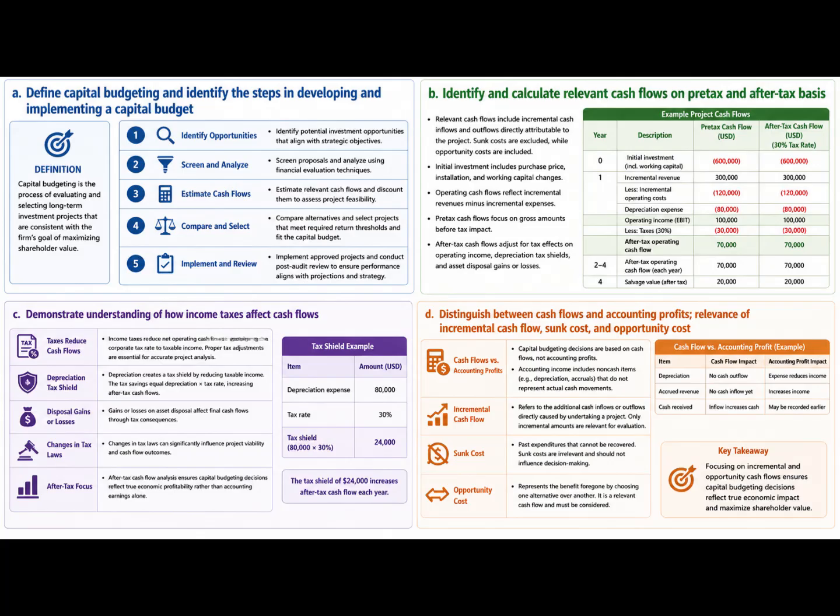B. Identify and calculate relevant cash flows on pre-tax and after-tax basis. Relevant cash flows include incremental cash inflows and outflows directly attributable to the project. Sunk costs are excluded, while opportunity costs are included. Initial investment includes purchase price, installation, and working capital changes. Operating cash flows reflect incremental revenues minus incremental expenses.